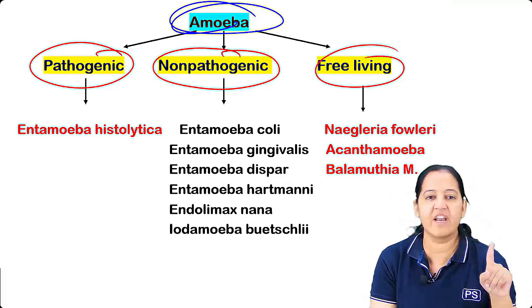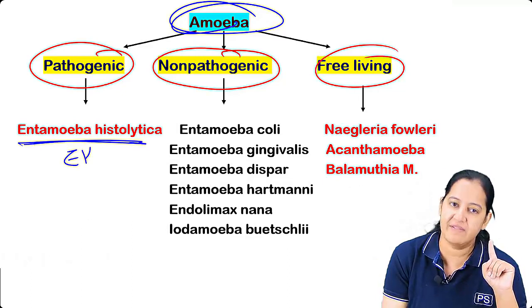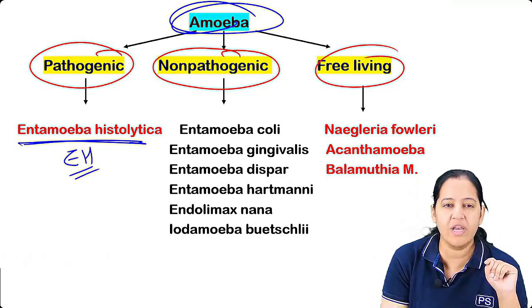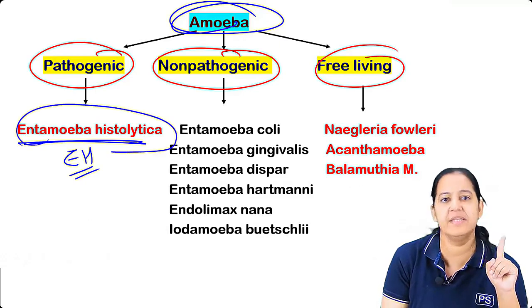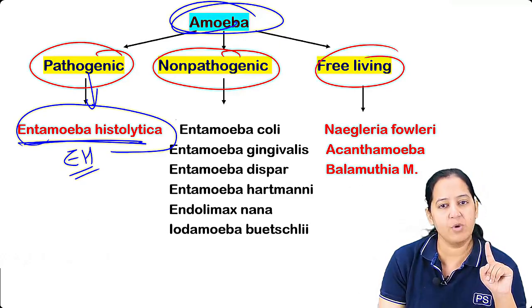There is only one amoeba in this world which causes disease in humans. That is Entamoeba histolytica. I will start from this one today, in parasitology. So Entamoeba histolytica is the only amoeba which causes disease in humans, that is the pathogenic amoeba.